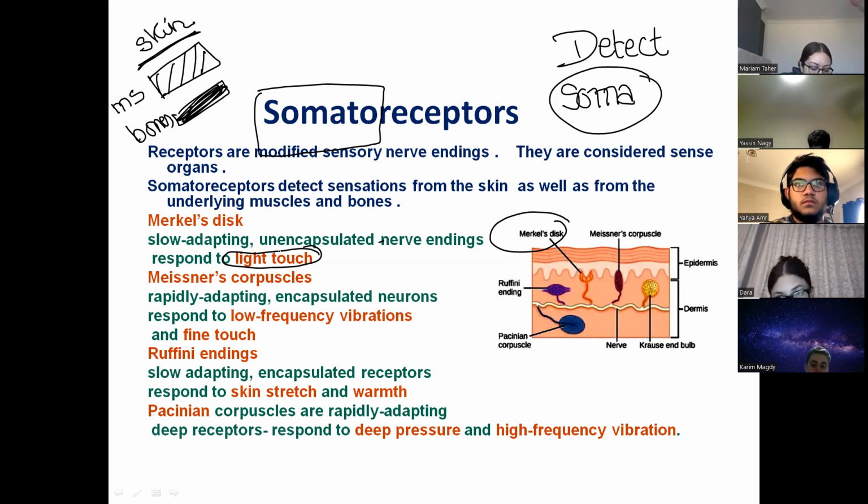Merkel's discs are encapsulated, which means they are highly sensitive to detect light touch. But also they are slow adapting. What does slow adapting mean, and what is the importance of this? First, before we see the importance, let's say what is the difference between a rapidly adapting receptor, such as Meissner's corpuscle, which we will see now, and a slowly adapting receptor.